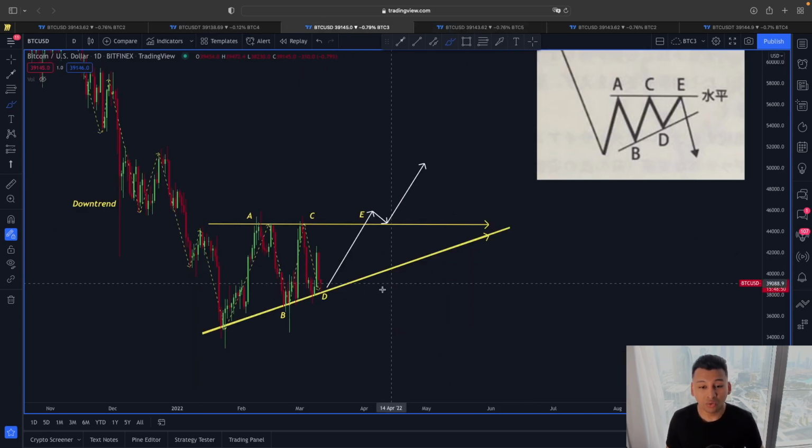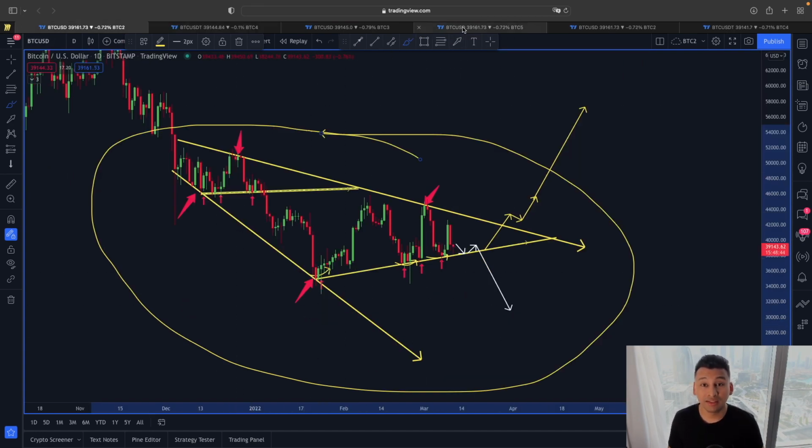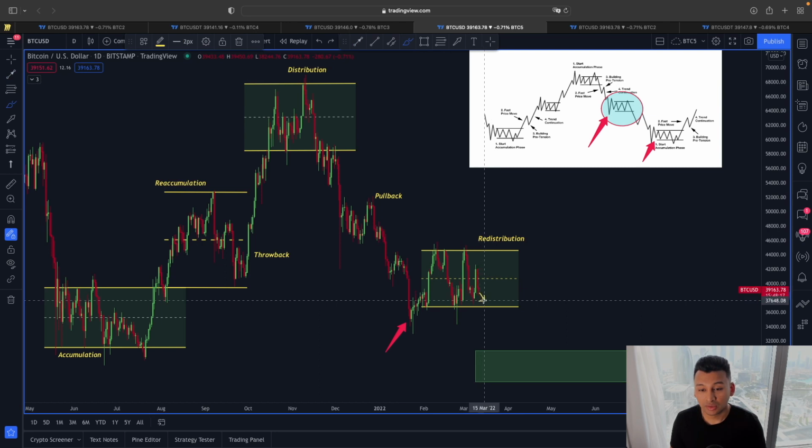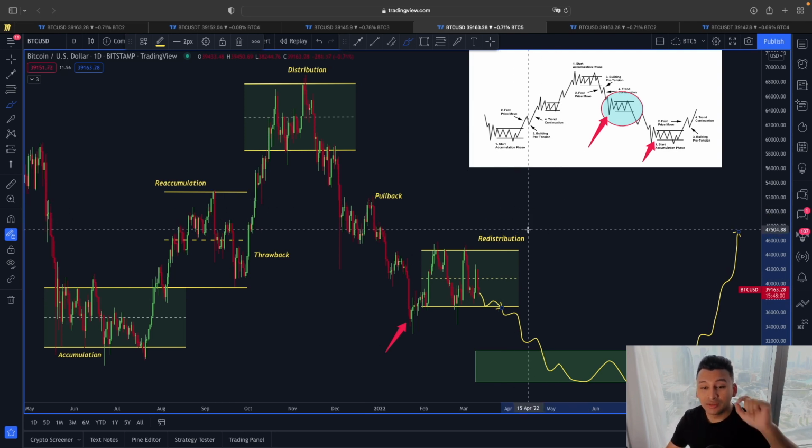So if we are going to fail to find support at this 38,000, the lower line area of this symmetrical triangle, and also this rising trend line, then this could be a scenario in this manner. I mean, price gravitating towards the lower line area and then starting this new downtrend, forming this actual accumulation phase, and only after that a new markup phase for Bitcoin. So that is the reason why I look at this as a redistribution phase.